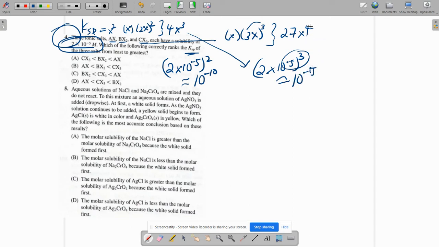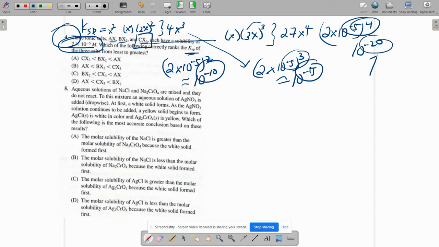And this one, you're basically raising it to the fourth power. So that's 2 times 10 to the negative fifth raised to the fourth, which is going to be on the order of 10 to the minus 20th. I'm telling you, if you just really focus on how the exponents change, it makes it so much easier. As it turns out, this one absolutely has the smallest Ksp value, which is what it's asking for.